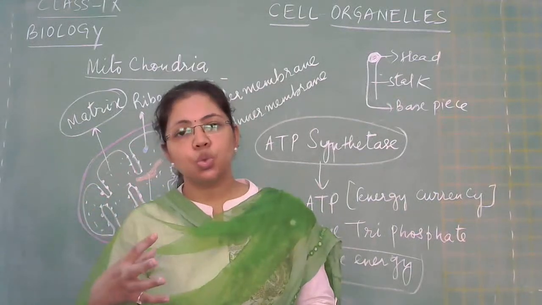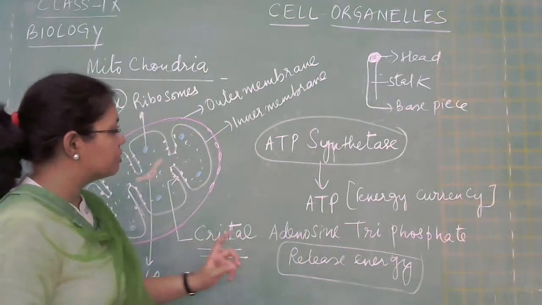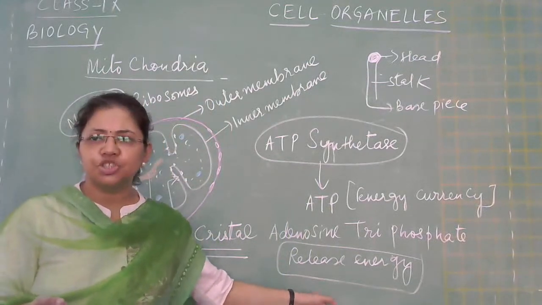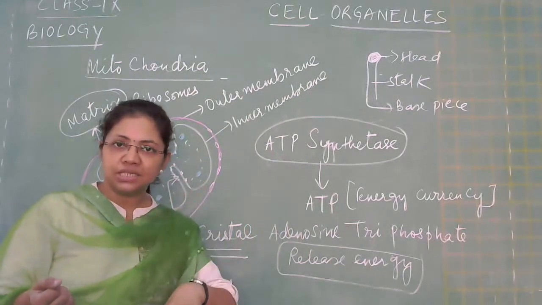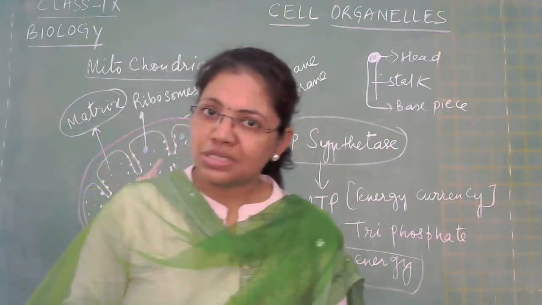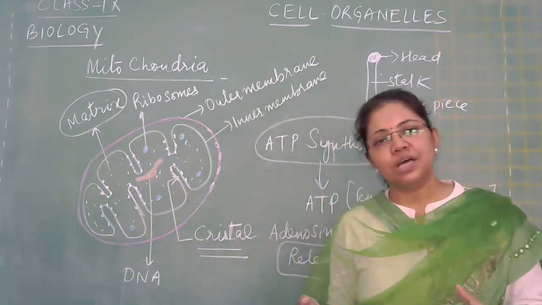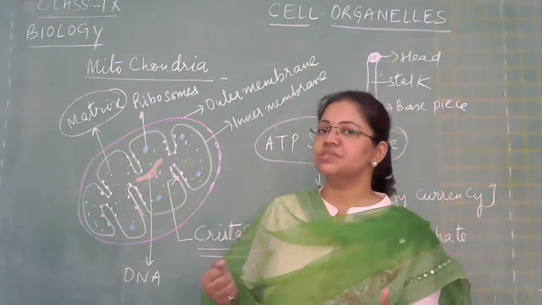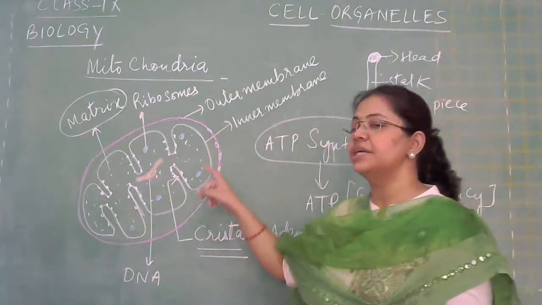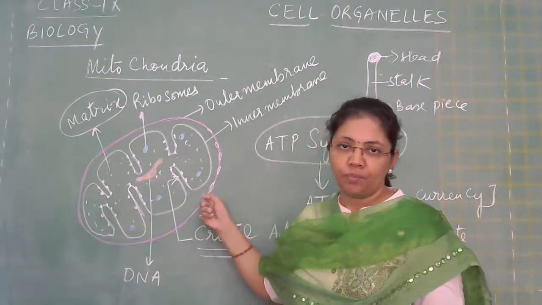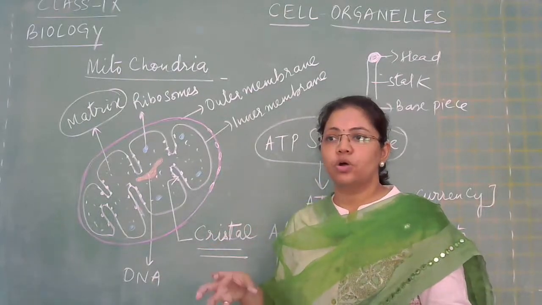But with reference to your NCERT, the main function of mitochondria given is energy generation. Whatever food we eat is digested and finally converted into glucose, right? After that, this glucose combines with oxygen to release energy, the same process which we call respiration, and that respiration takes place inside the mitochondria. And because of that, energy is released.